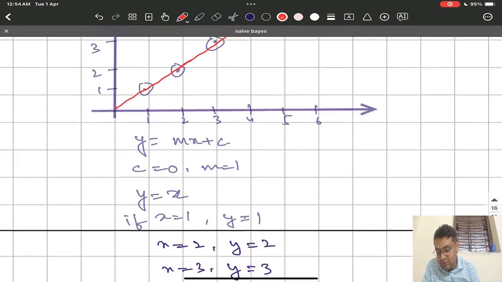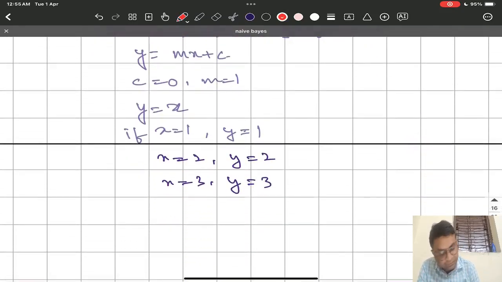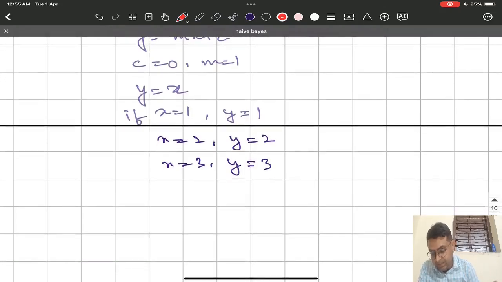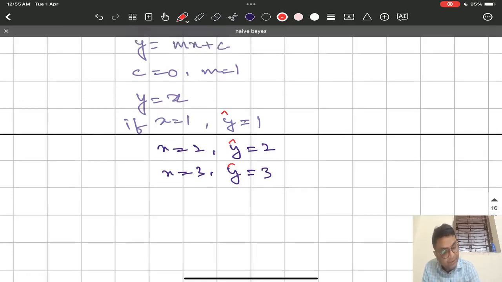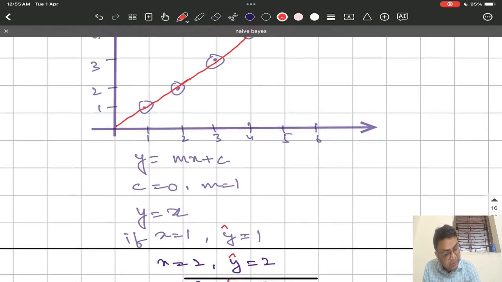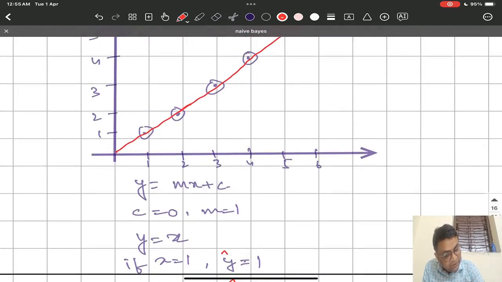Now what I'll do, x equal to 2, y equal to 2, calculate like this. This one is y hat, the predicted value, and the actual value is also the same, because there is no difference. So this one is the best fit line, in which all the points are lying over here. Do you understand? All the points are lying over here.